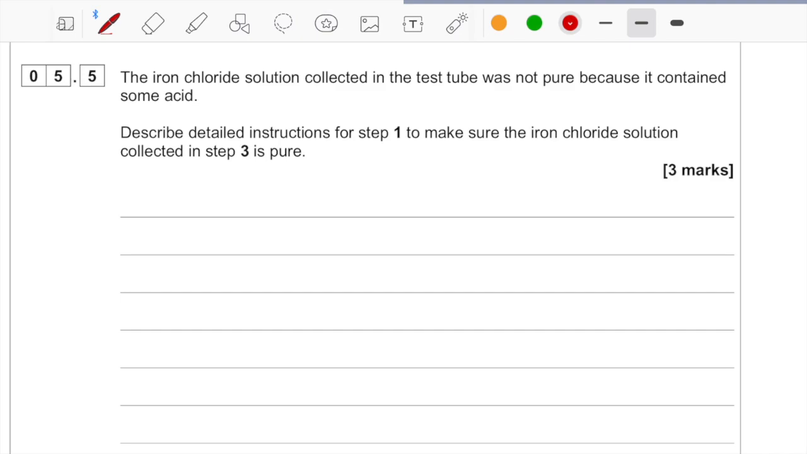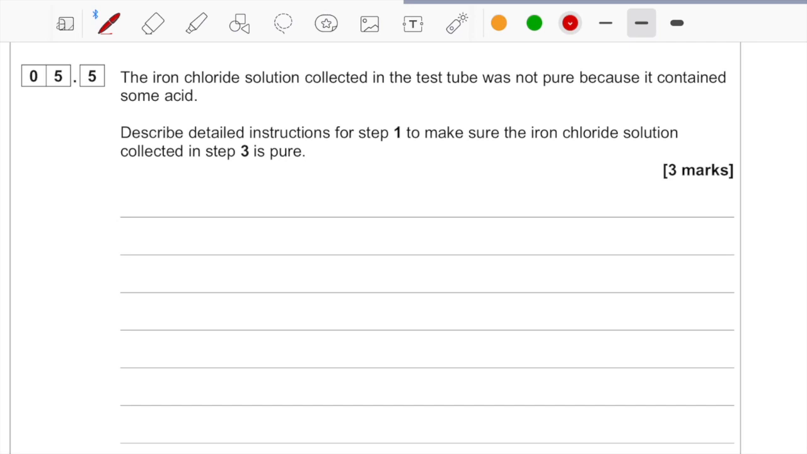So then they tell us that the iron chloride solution collected in the test tube was not pure because it contained some acid. So what that means is that we haven't added enough iron because not all of the acid has reacted. That's really the crucial thing there. So what it's saying is the acid is in excess. Describe detailed instructions for step 1 to make sure the iron chloride solution collected in step 3 is pure. So we want to react all of that acid.